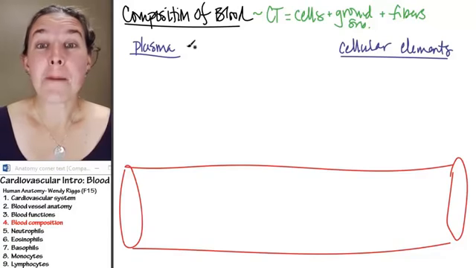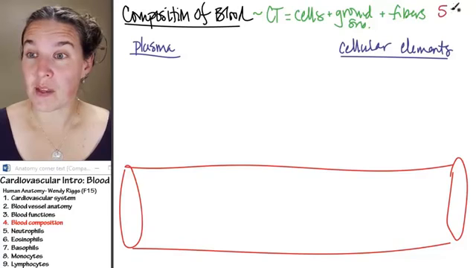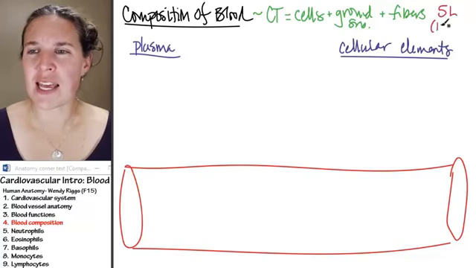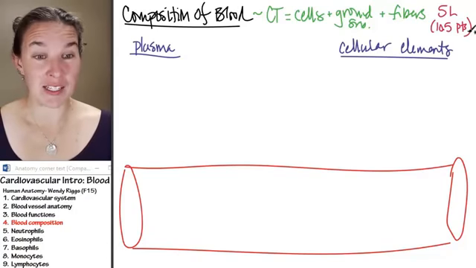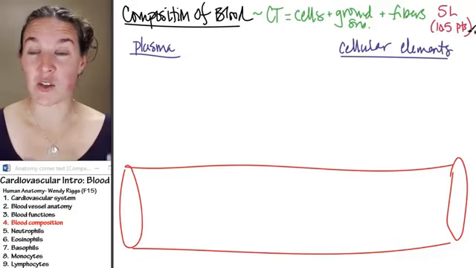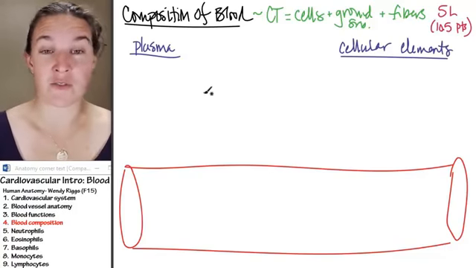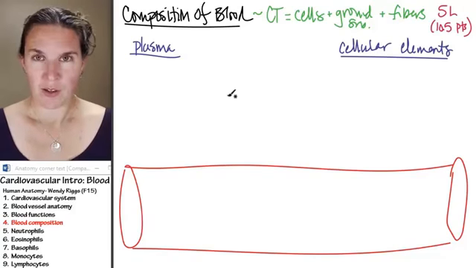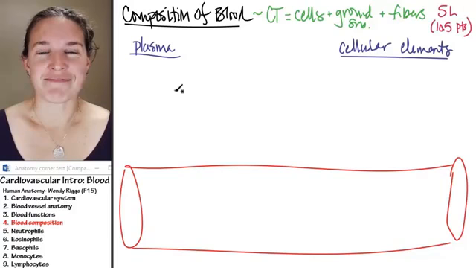You have about 5 liters total of blood, which is about 10.5 pints. I have a visual of a pint of Ben & Jerry's, and so I can imagine my 10.5 pints of Ben & Jerry's flowing through my bloodstream. Holy cow, that would be a lot of ice cream to eat. Some days it feels like I could do that.